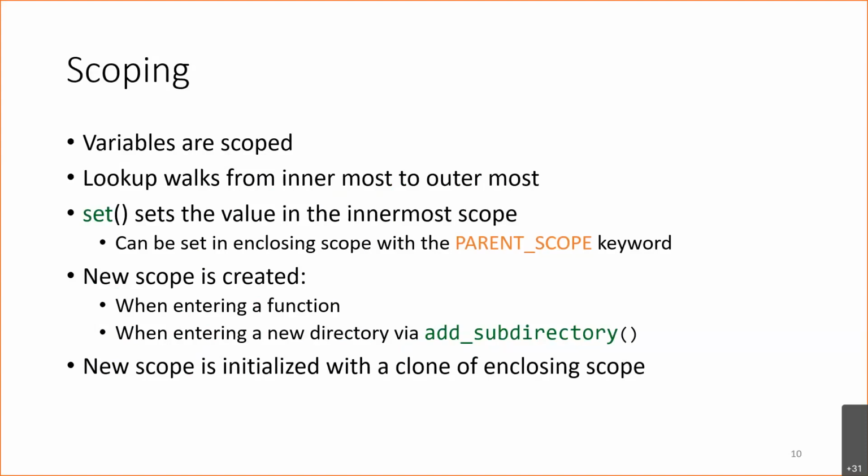This is how functions typically return values: they take an argument of a variable name and then use the set command with the parent scope argument to set whatever return value they want up in the parent, or in the caller. New scopes are created when entering a function or when entering a new directory using the add subdirectory command. When new scopes are created, they get initialized with a clone of their enclosing scope.